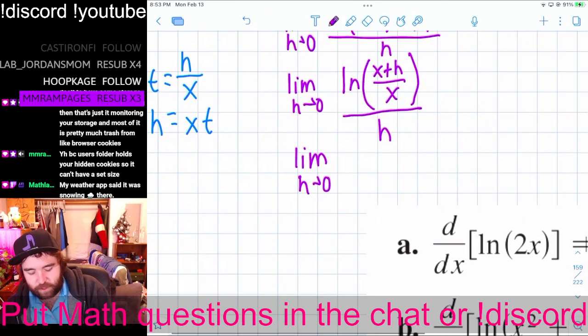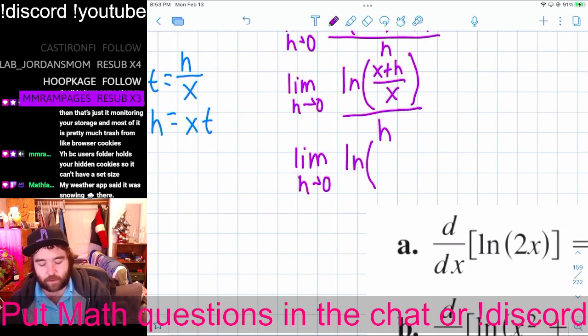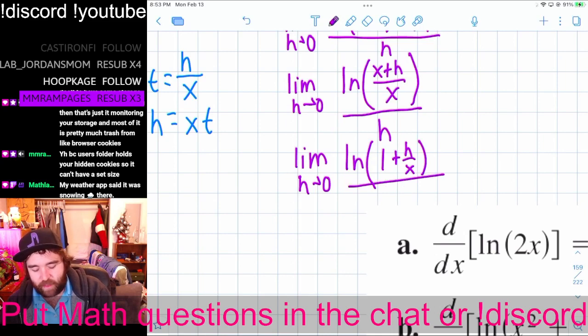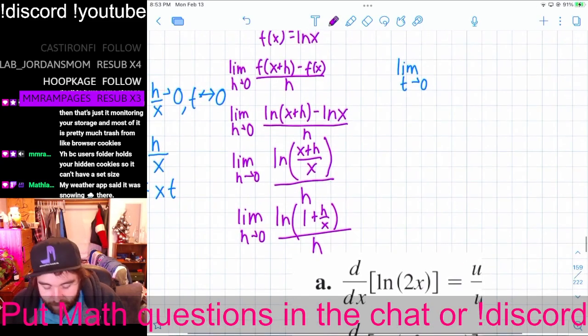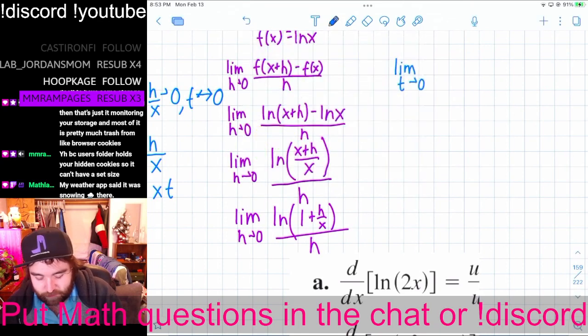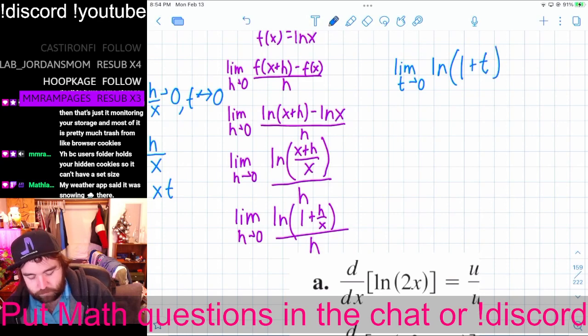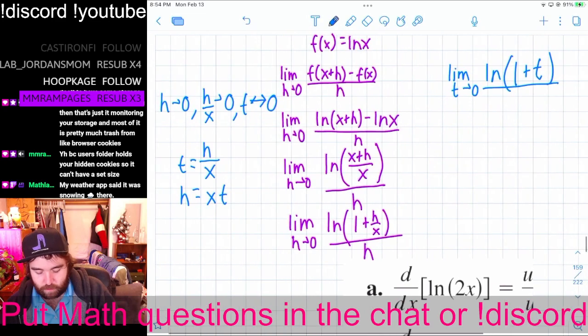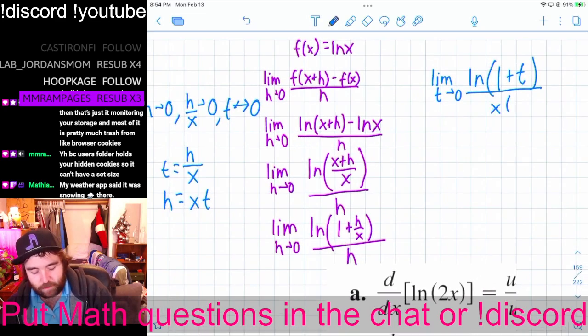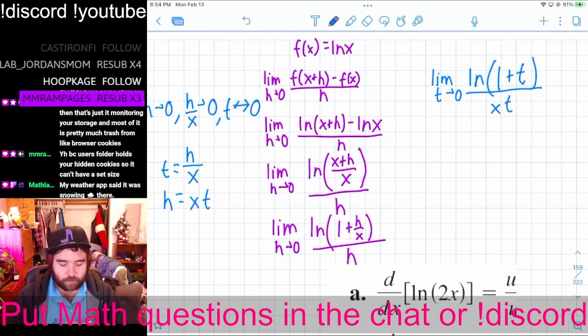little heart separation here. So we're going to separate this fraction inside of the logarithm to x over x, or 1, plus h over x. And then all of that will be over h. And so now you can see what I was going at with the substitution. So we're going to have the ln of 1 plus t over x times t. Okay. Makes sense, right?